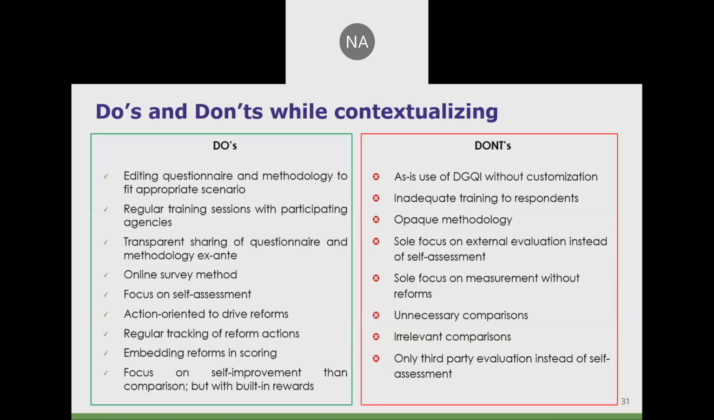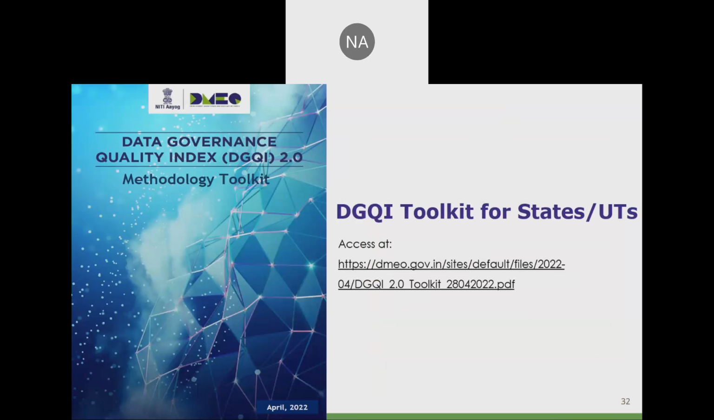Exercise remains action oriented in the sense that there's a particular action plan which is drawn at the department level and is monitored through periodic reviews, and also monitored through a particular deadline to drive reforms in the greater data ecosystem. Our state colleagues can use DGQI and drive reforms for better governance in the long term.